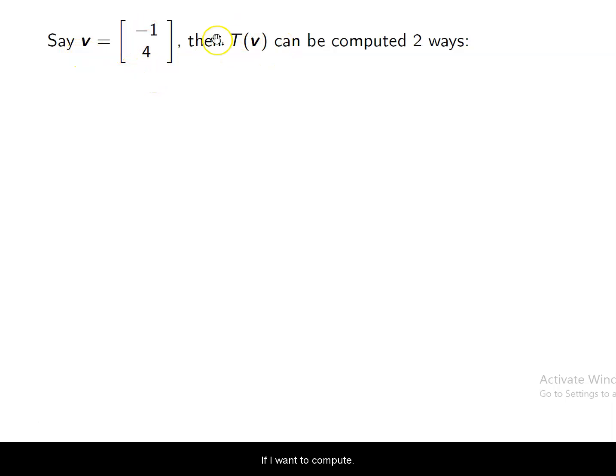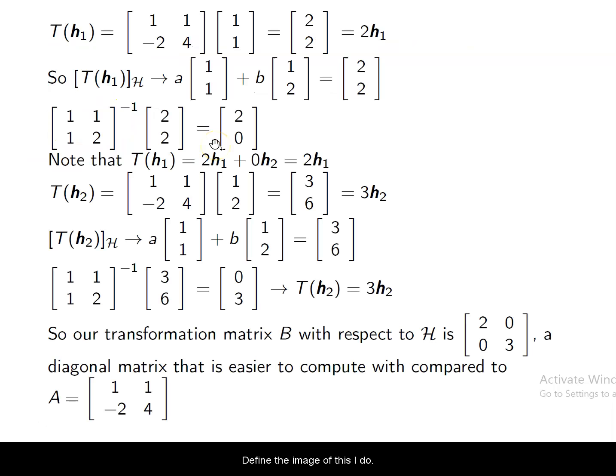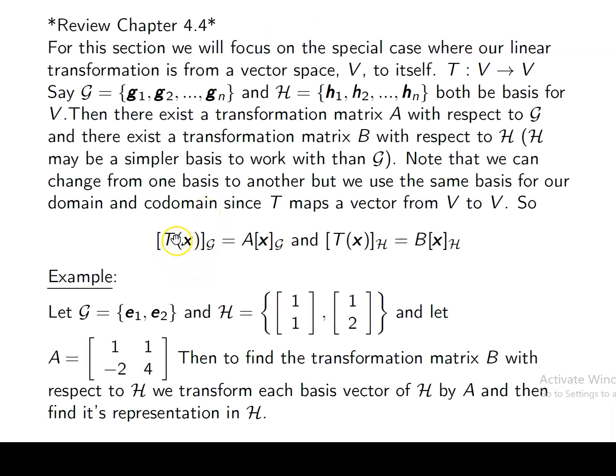If I want to compute the image of V, I can do it two different ways, okay? First, I can find the coordinate vector representation with respect to G. Since G is the standard basis, it's not going to change the way the V looks, right? So to represent it in the standard basis, it's already in the standard basis, so that's convenient. To find the image of this, I do what I was doing before, right? So for an image with respect to G, I multiply it times the transformation matrix with respect to G.